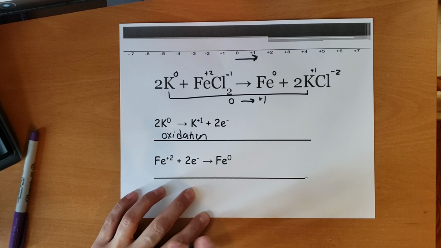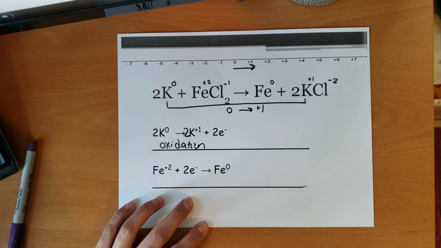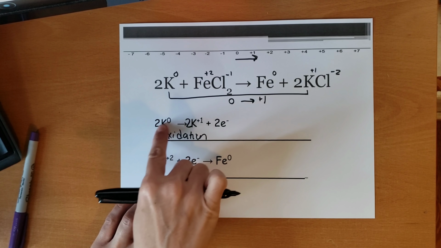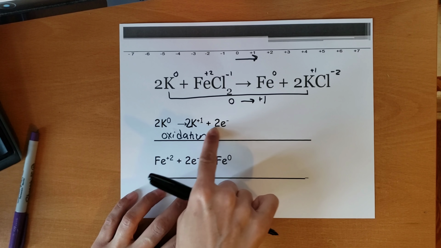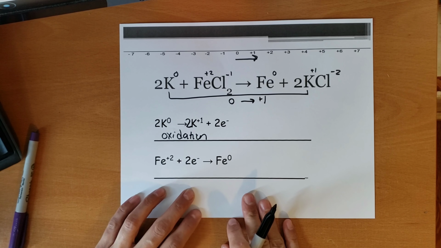Because when we write a balanced chemical reaction, not only must the atoms be conserved, but so must the charge. So when we look at the charges here, we have 2 times 0, or 0, equals +2 plus -2. So that balances this reaction.